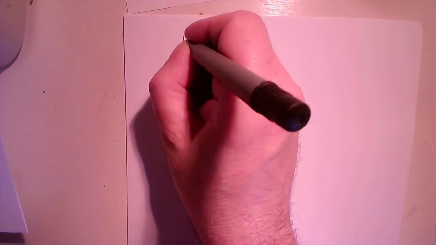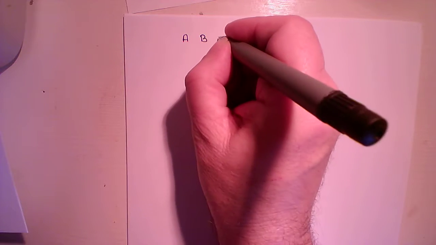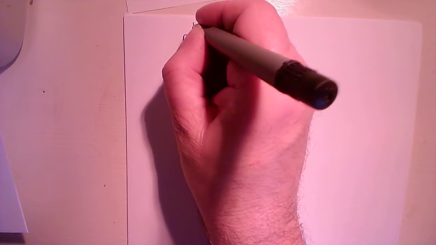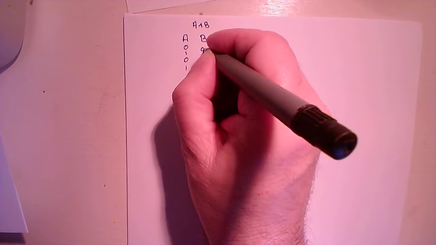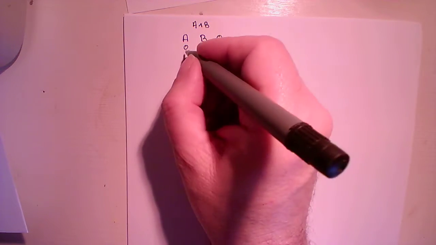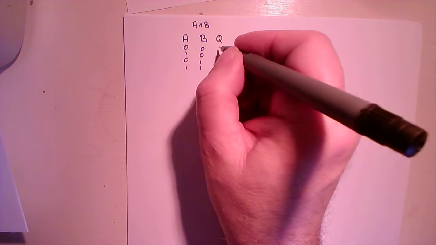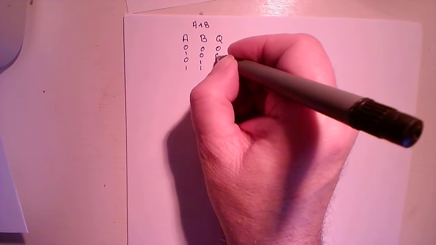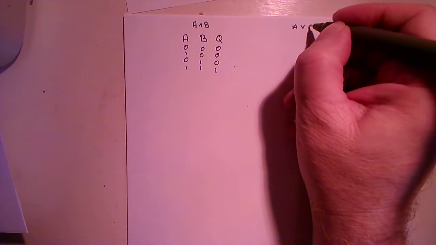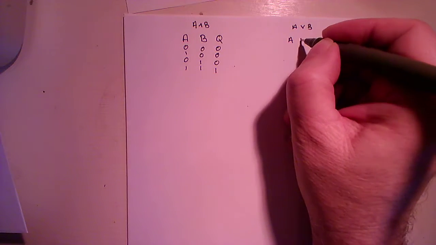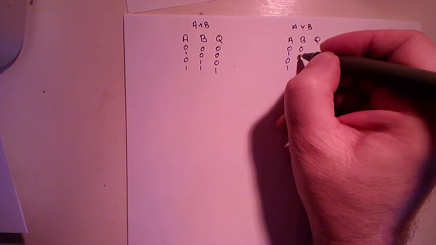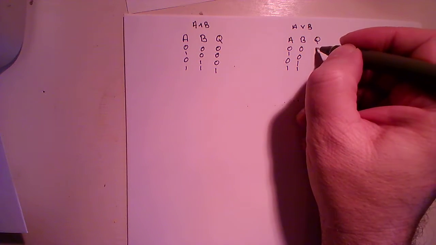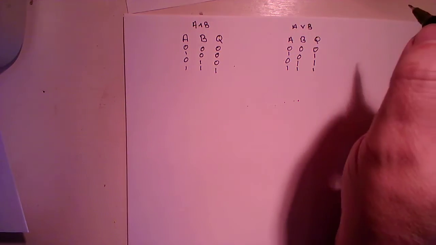So if I have the truth table for A and B, the inputs are A: 0, 1, 0, 1 and B: 0, 0, 1, 1. Then I get 0, 0, 0, 1 for A and B. Let's do A or B. The truth table for these two inputs gives 0, 1, 1, 1.